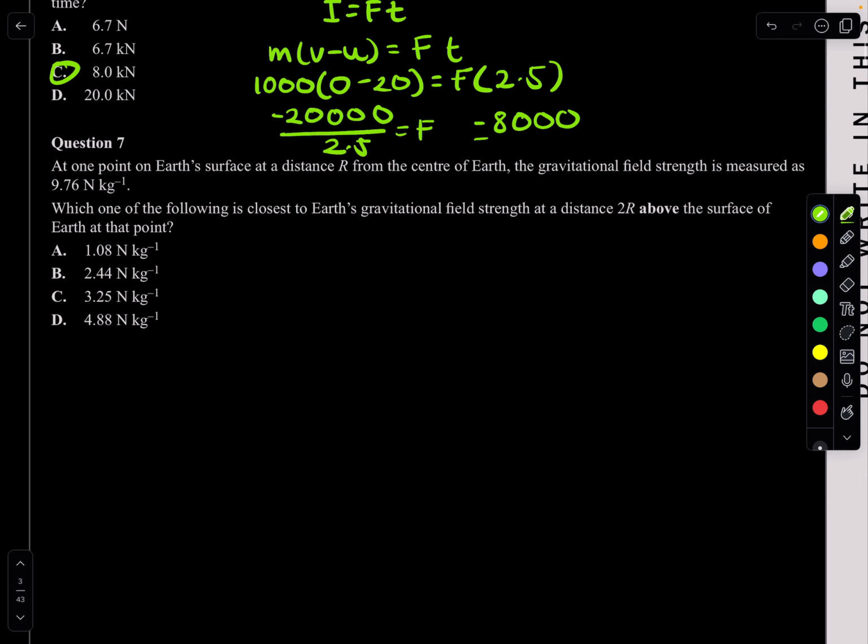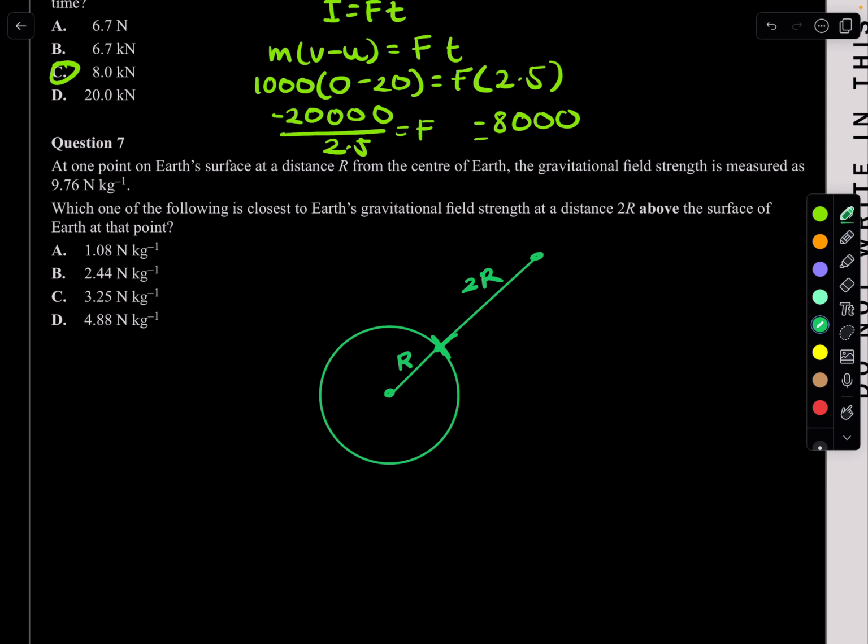Question 7. At one point on the Earth's surface at a distance r from the center of the Earth, so imagine drawing an Earth, and that is r. The gravitational field strength is measured as 9.786, which is approximately 9.8. Which of the following is closest to the Earth's gravitational field strength at a distance 2r above the surface of the Earth? Careful with the word here: above the surface of the Earth means from here to somewhere here is 2r.